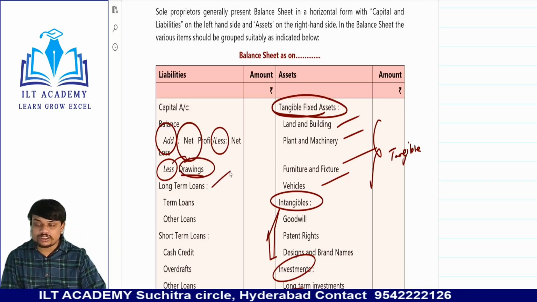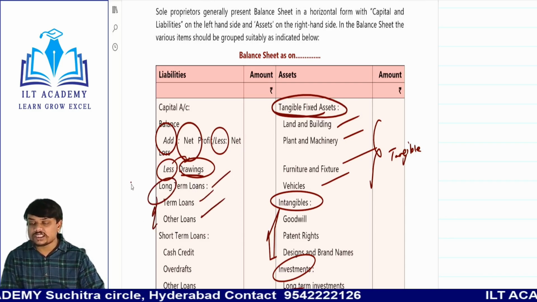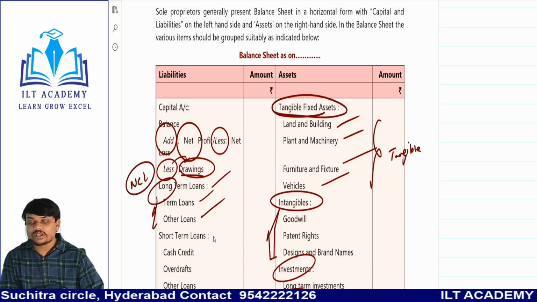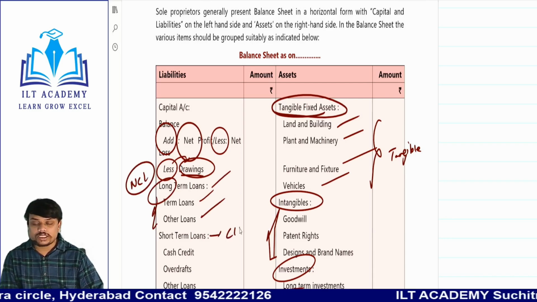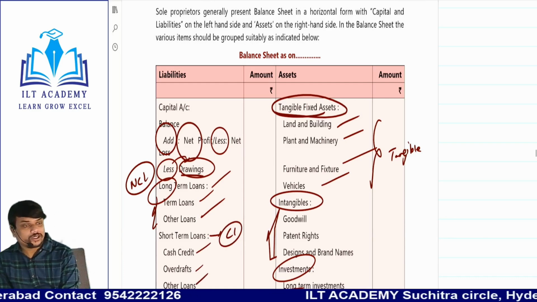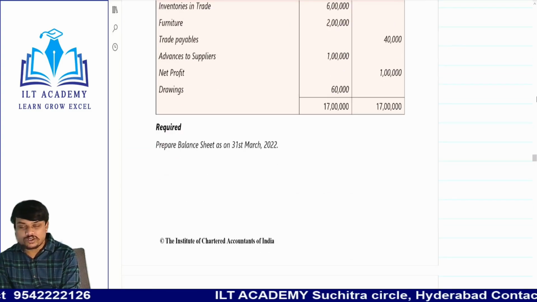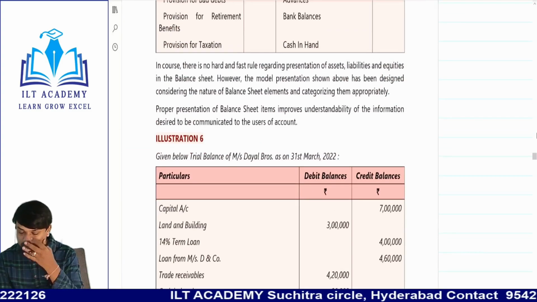Now long term loans, term loans and other loans which are taken for long term purpose, this is non current liability. Now coming to short term loans, this is a current liability which consists of cash credit, overdraft, other loans. Okay, this is the basic nature of current liability. Provision for bad debt, so many things are there. Provision for taxation, fine.